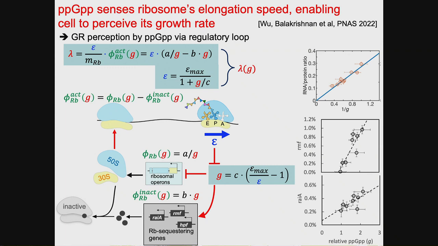Details may be more complicated, but growth rate is a product of active ribosome and how fast they work. If I've got my hands on both of these quantities, then I have a mapping between PBGBP and the growth rate. So then I can use PBGBP to regulate a whole bunch of other things, and the output is a growth-rate-dependent regulation.